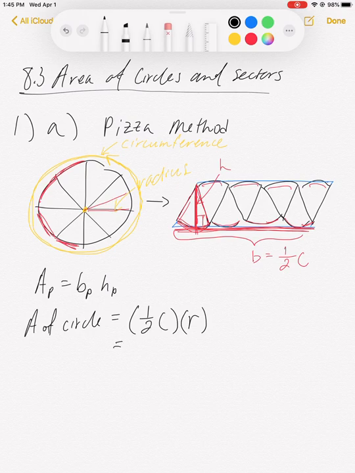Okay, so the circumference, we want to rewrite this a little bit so we can combine r's together. So I'm rewriting the circumference in terms of r. Circumference is 2 pi r. The half and the 2 will simplify to 1. The r and the r will come together and become r squared. So the formula for the area of a circle is pi r squared.